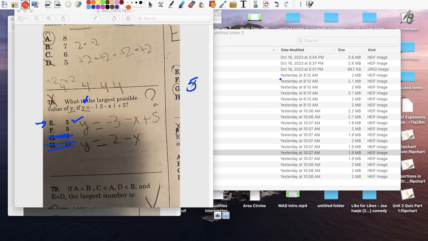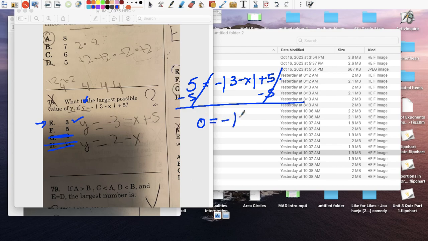So we get 5 equals 3 minus x plus 5. I think that's the one that works. Subtract 5 from each side. That goes away. This becomes 0. Now we have negative absolute value of 3 minus x. I'm going to divide by negative 1 and divide by negative 1. 0 divided by negative 1 is 0. And this becomes positive.